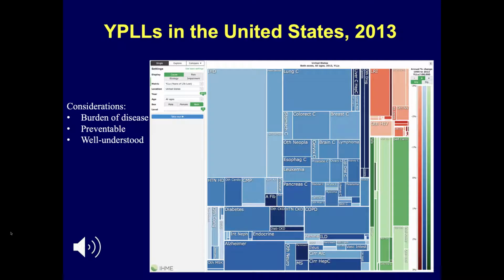This is just a slide from the Global Burden of Disease projects showing a visualization about years of potential life lost for various different diseases.